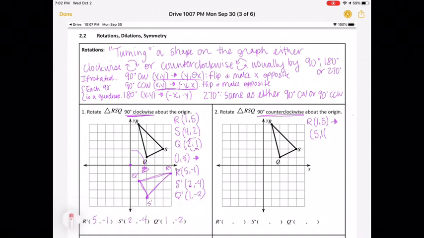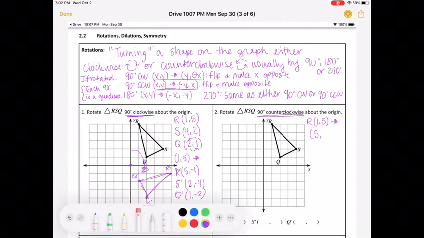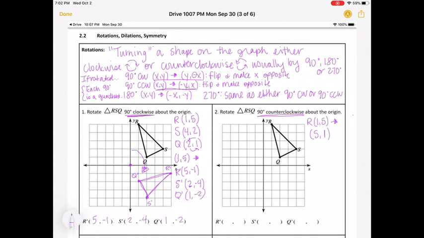Let me erase that for a sec. Okay. Flip those, and then the new X that was our Y becomes negative. So this is now our prime. So I'll write that down here. Negative 5, 1. And plot it. 1, 2, 3, 4, 5. Positive 1. R prime. Okay. S prime.